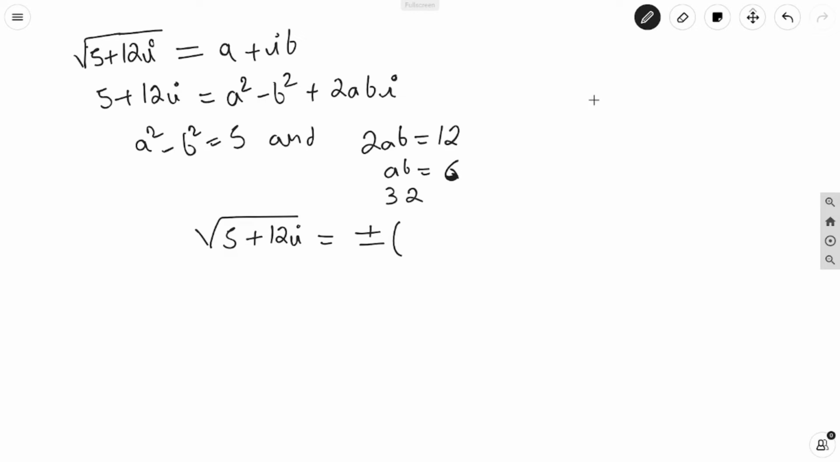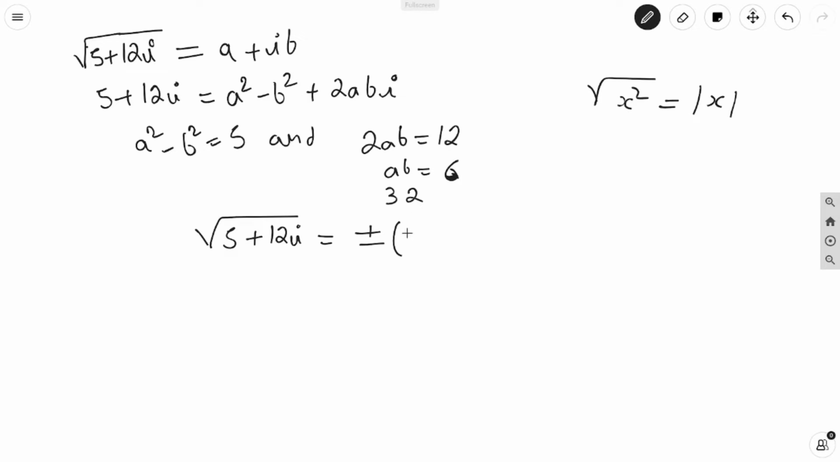For example, let us suppose that we have under root x square. The answer evaluates as mod of x. Why? Because x can either be positive or negative, but the square root will always return a positive value.